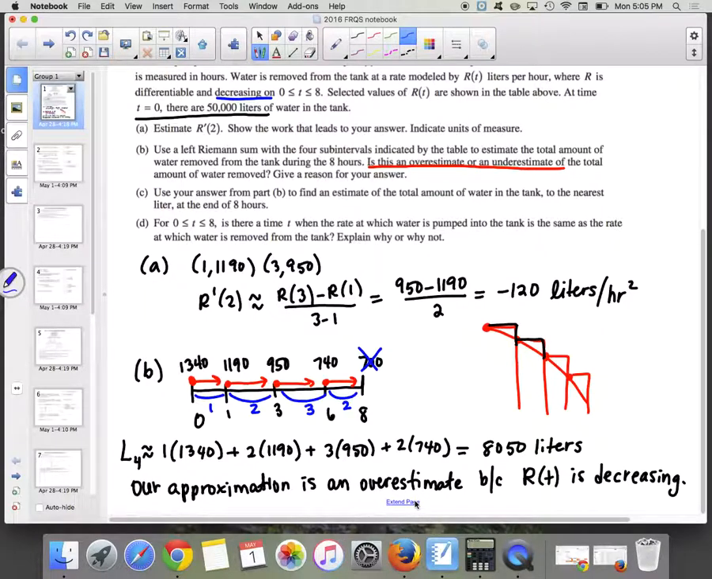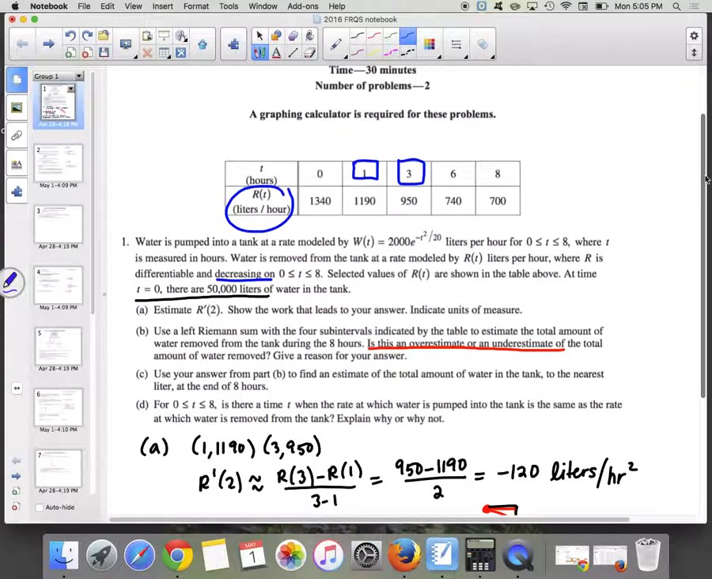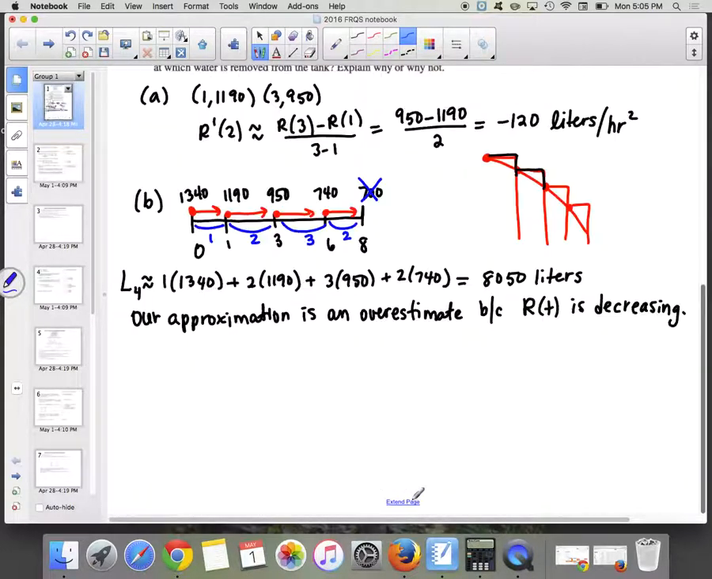All right, the next problem, so C, it says use your answer from part B to find an estimate for the total amount of water in the tank to the nearest liter at the end of 8 hours. So we're trying to find the total amount of water in the tank, and if you remember from our problem, it talks about water coming in and water coming out. So water is being pumped into the tank, but water is also leaving the tank at a certain amount. Okay, and we started with a certain amount of water in the tank too. So let's put this all together.